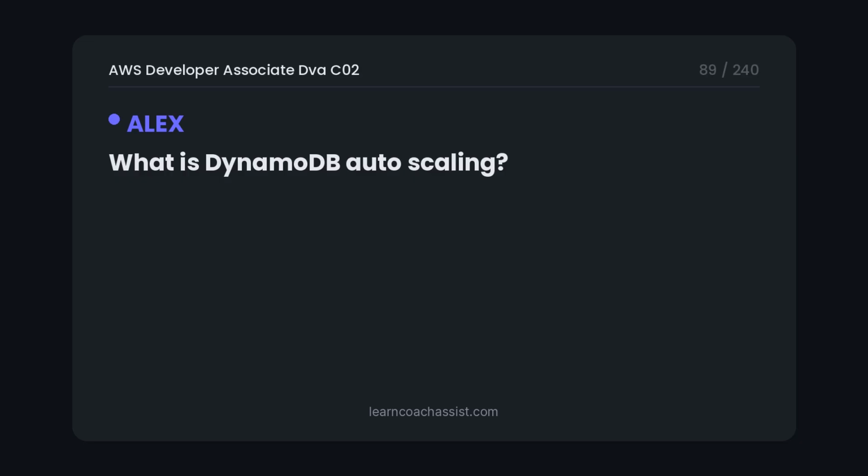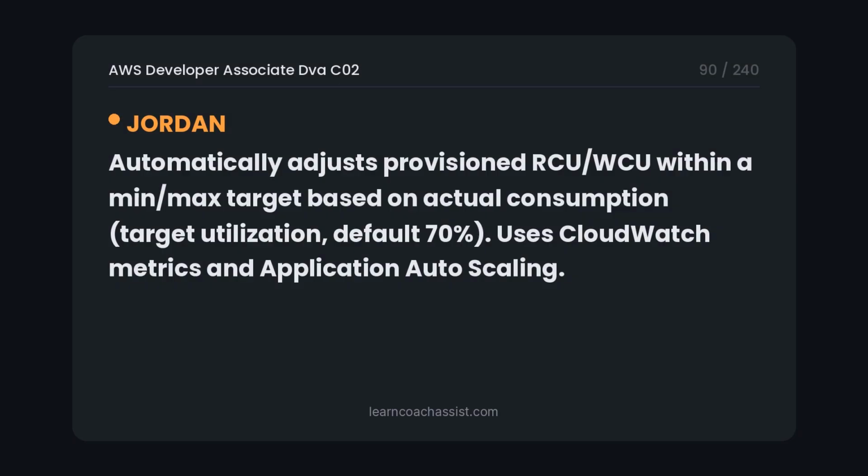What is DynamoDB autoscaling? Automatically adjusts provisioned RCU/WCU within a min/max range based on actual consumption, with target utilization, default 70%. Uses CloudWatch metrics and Application Auto Scaling.